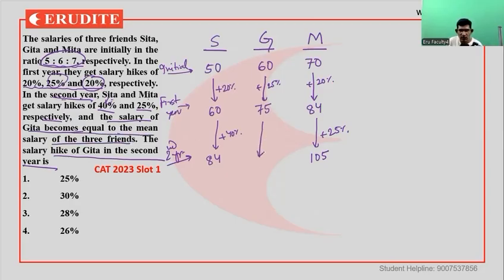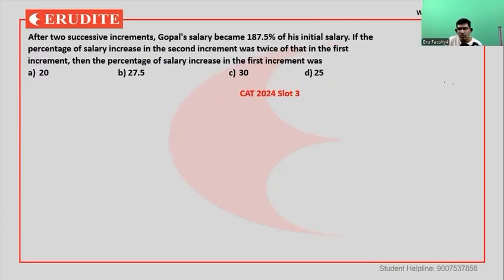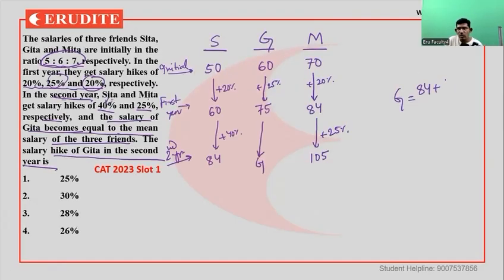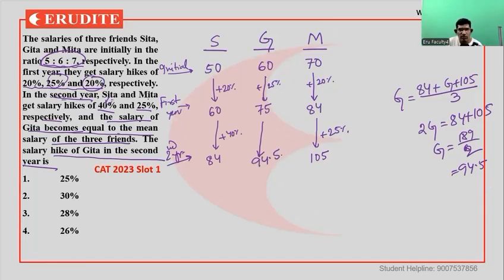Okay, so let's take the salary of Gita as G. Now what it says, G is equal to the average of the three people. So in other words, if I simplify, 2G will be equal to 84 plus 105, 189. So the salary of Gita now becomes 189 by 2, which is 94.5. Okay. So the new salary of Gita basically becomes 94.5.